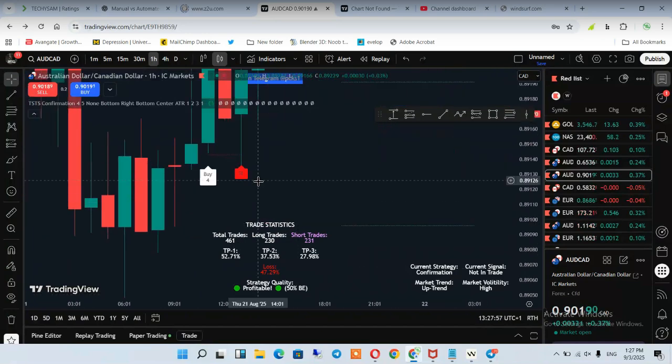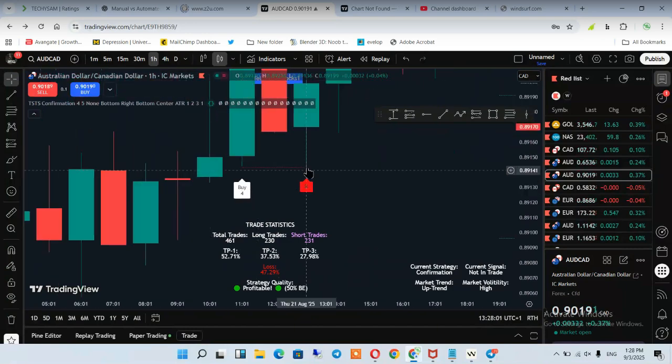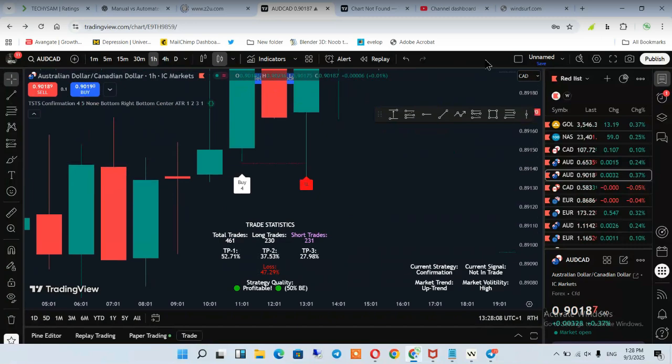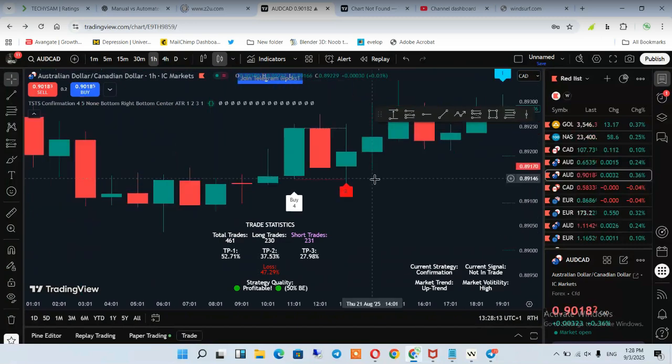You can see we bought, and then this was our stop loss line. We were taken out straight up, and now the market went straight in our favor, but we are out. So that's that on that.